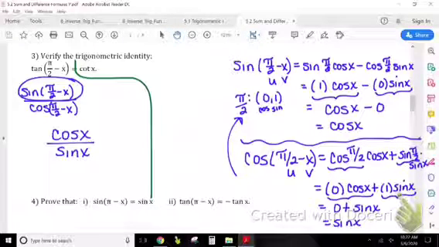I guess I didn't have to scoot that way over because I was going to write that over there, but I think it's easier looking at it kind of to the side instead of a whole bunch of stuff on top of each other. And what is cosine over sine? And so we just proved that this was equal to cotangent of x.